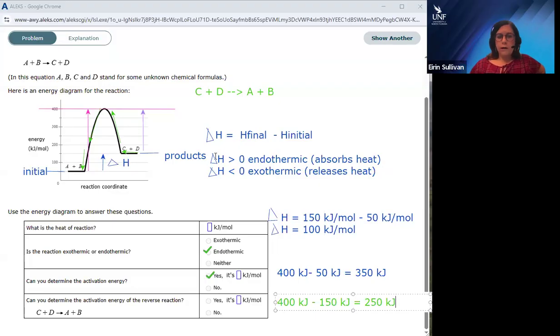So another thing, while we're looking at this, the reverse reaction would in fact be an exothermic reaction, because if you look, the energy level for C plus D, which are now our reactants, is higher than A plus B. So this reaction would be releasing 100 kilojoules per mole of heat if it occurred in the reverse direction. So that's the nice thing about these energy diagrams, that you can actually tell about the forward reaction, and you can also read the reverse reaction in them as well.